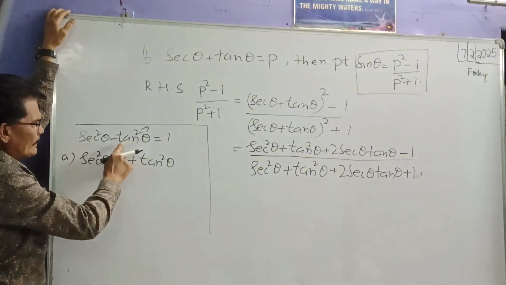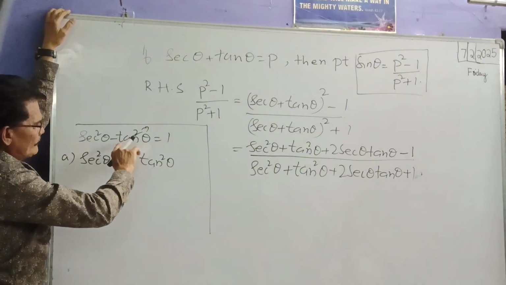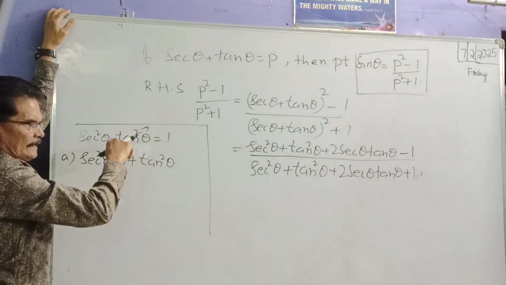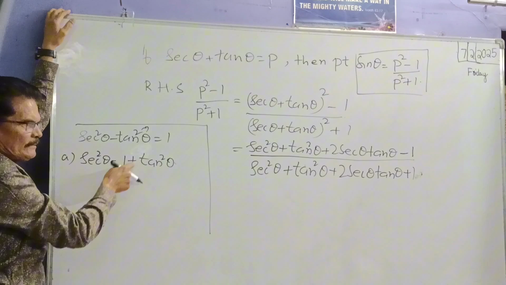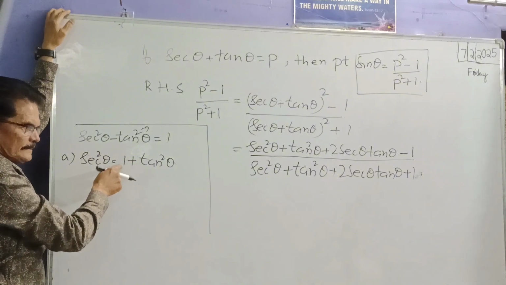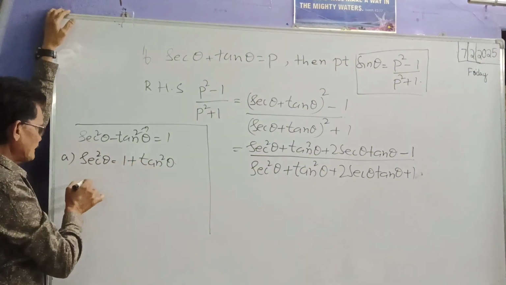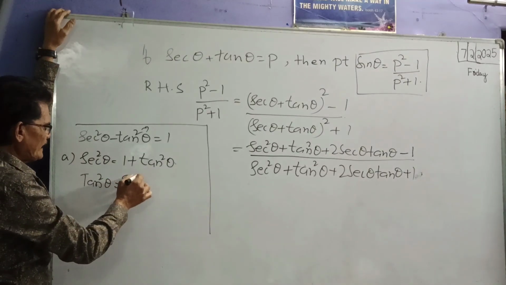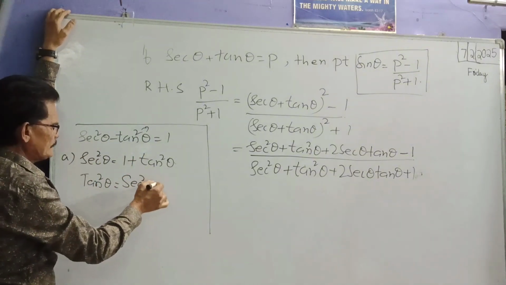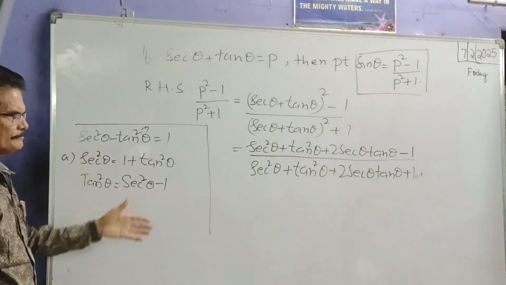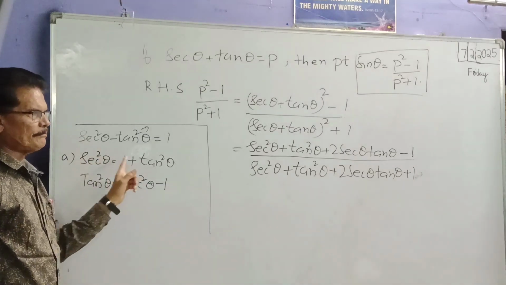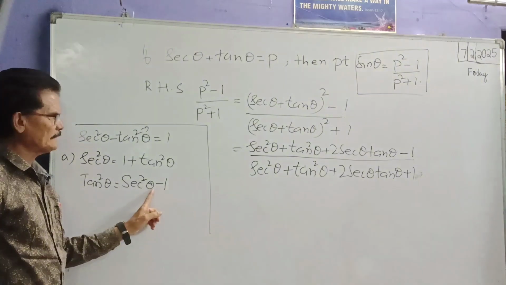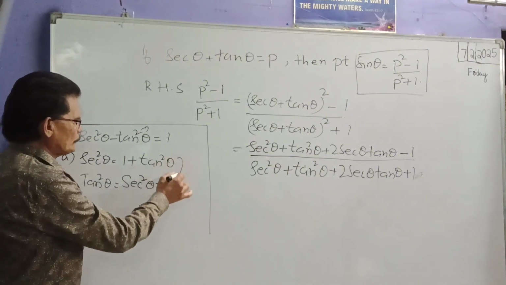And what can I write for tan square theta? When I transpose tan square theta to that side and 1 to this side, this 1 will come this side. So then what will tan square theta be? Tan square theta is sec square theta, this plus comes this side, becomes minus 1. Got it? So sec square theta is 1 plus tan square theta, and tan square theta is sec square theta minus 1. Both of these are to be applied over there.